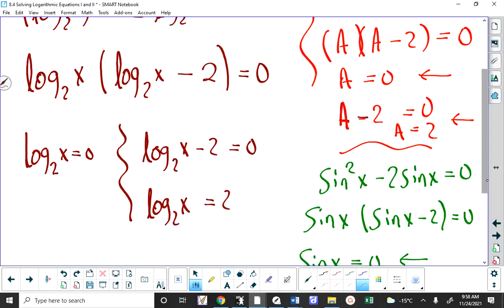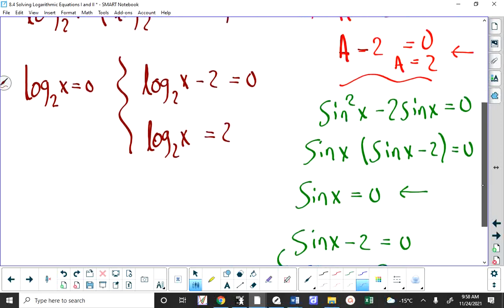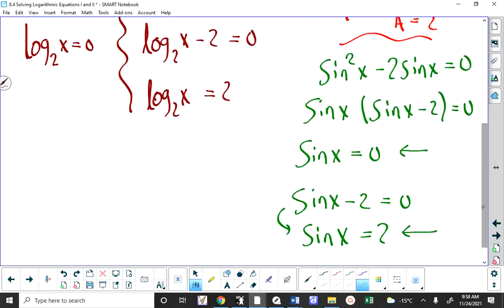But I'm not done. This is very similar to solving the equation in green, where I said when you get to here, you're not done. You still have new equations to solve. How do I solve log base 2 of x equals 0? I write it in exponential form, because it's a logarithm equals a non-logarithm. x equals 2 to the 0, which means x equals 1.